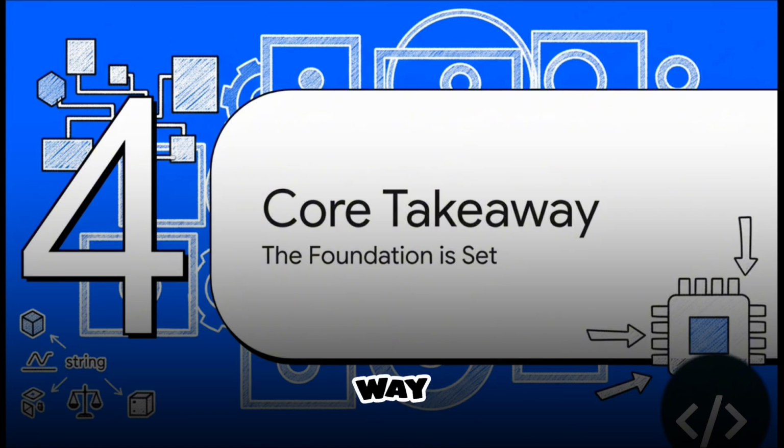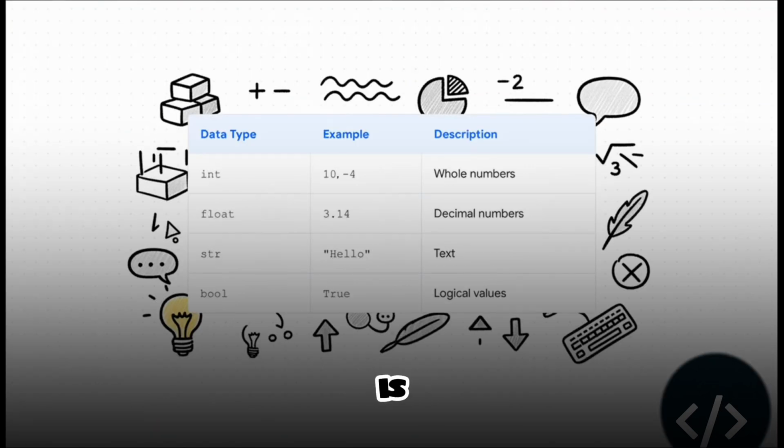Okay, we have covered a ton of ground here. We went all the way from creating our first variable to understanding the 4 main flavors of data, and even how to change them around. So let's just boil all of this down into one clear final summary. This slide right here, this is your cheat sheet.